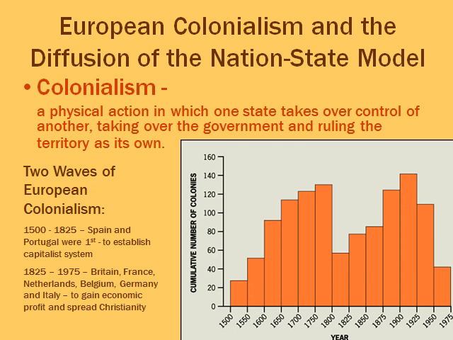So the second wave, between 1825 and 1975, really was other Western European countries like Britain, France, the Dutch and the Netherlands, Belgium, Germany, Italy. And again, they wanted economic profit. They wanted to continue that idea of capitalism, but they were also trying to spread Christianity. In turn, both of these waves established that idea of a state system, or how states are organized.